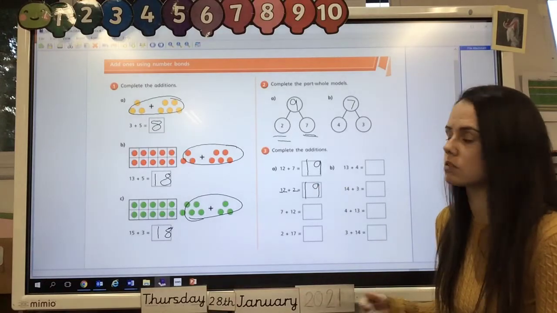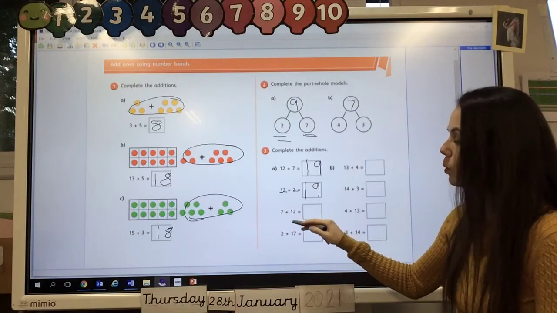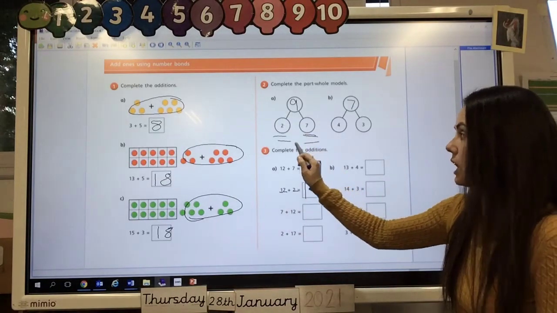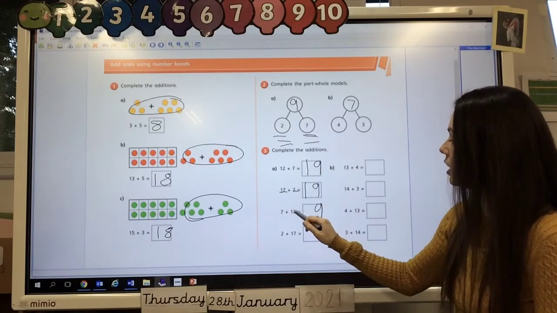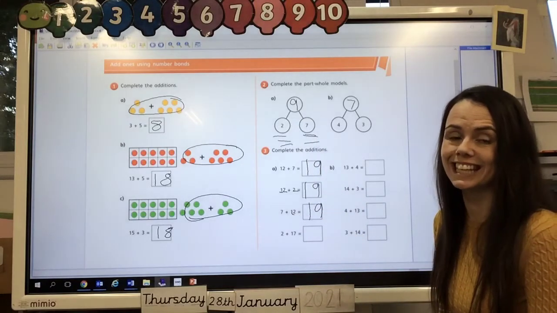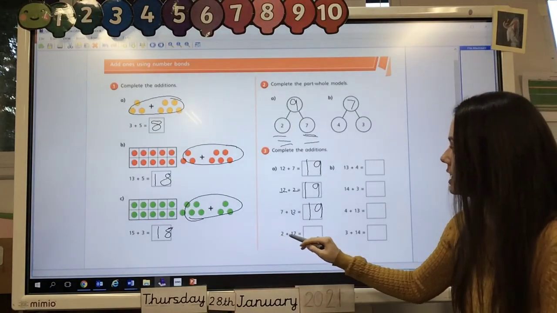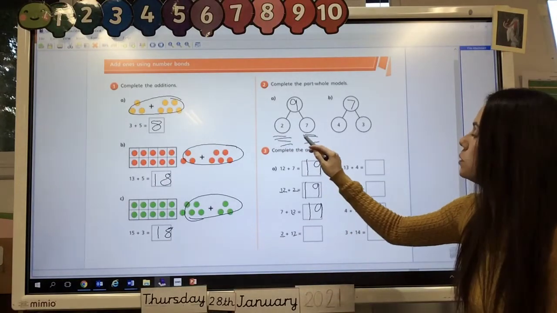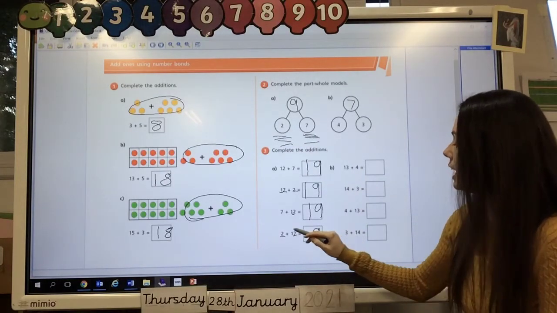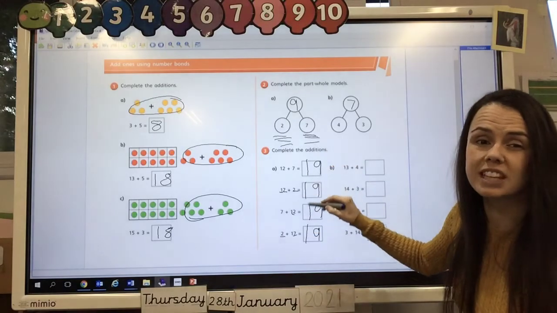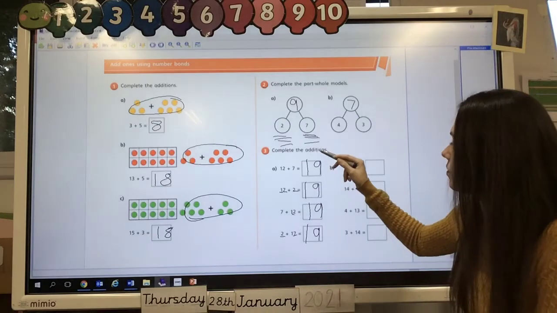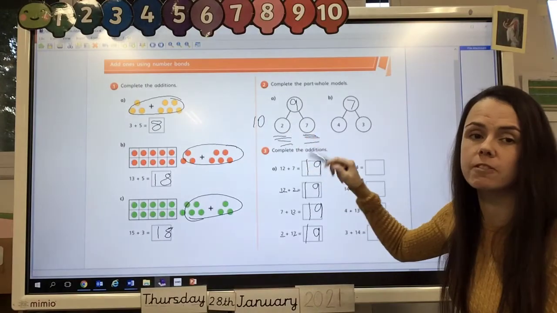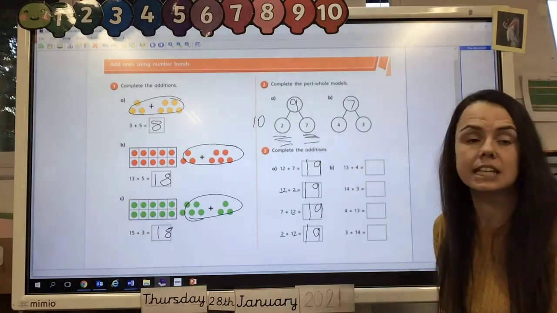Okay, what about the other way around? 7 and 12. So again, let's look at the ones. 7 and 2 makes 9. And then our 10 here is 19. And our last one for this side is 2 add 17. So again, 2 add 7 is 9, and that 10 is 19. All of these answers are 19, because we've used a 10, a 2 and a 7, and we've made 4 different ways of making 19 out of them.